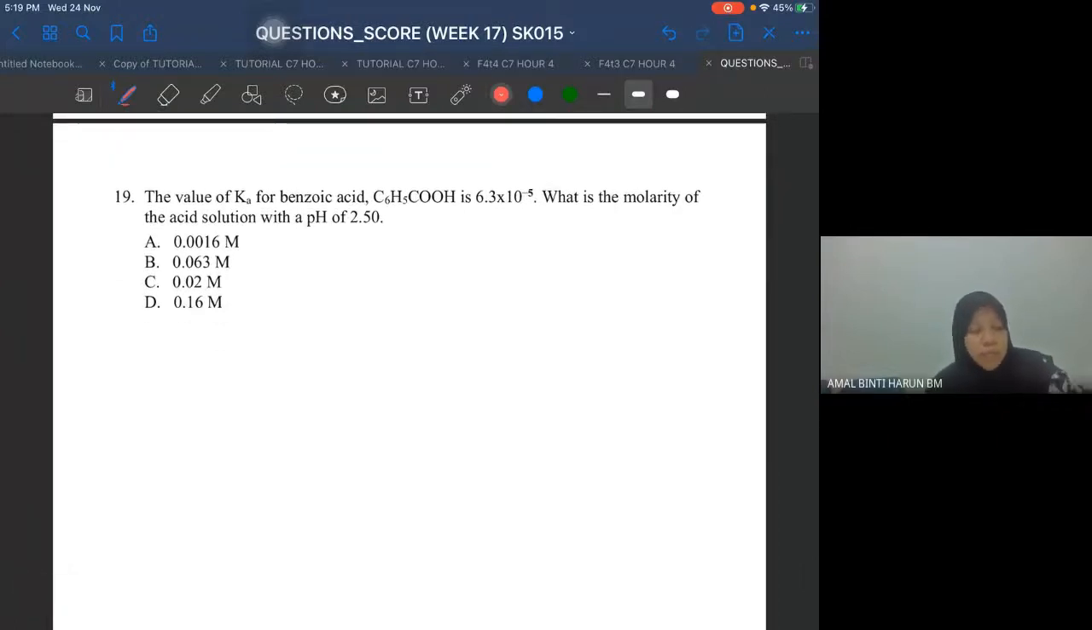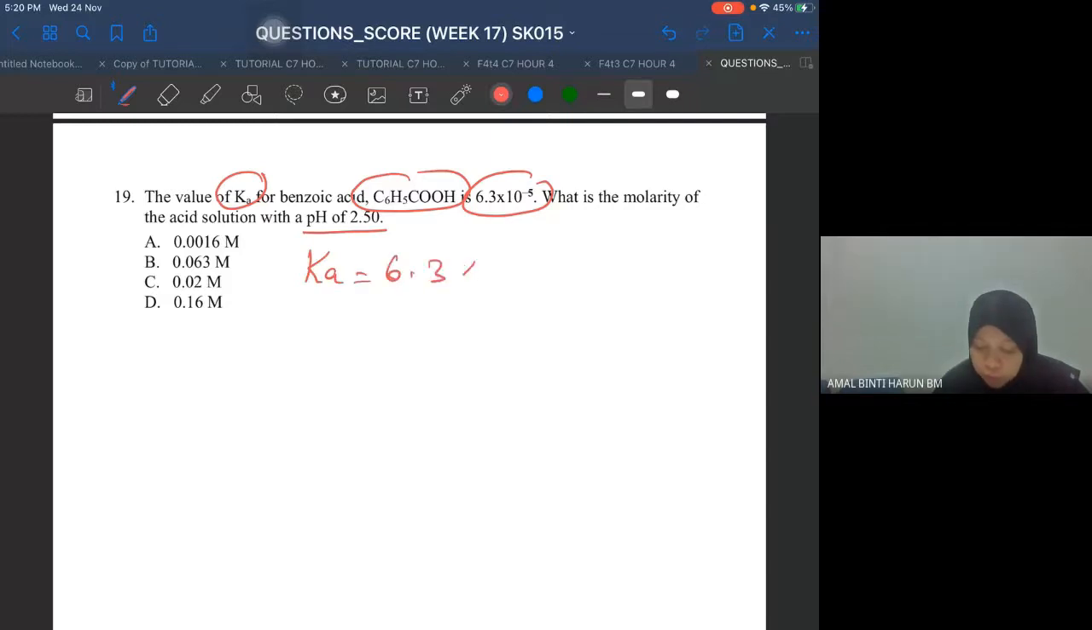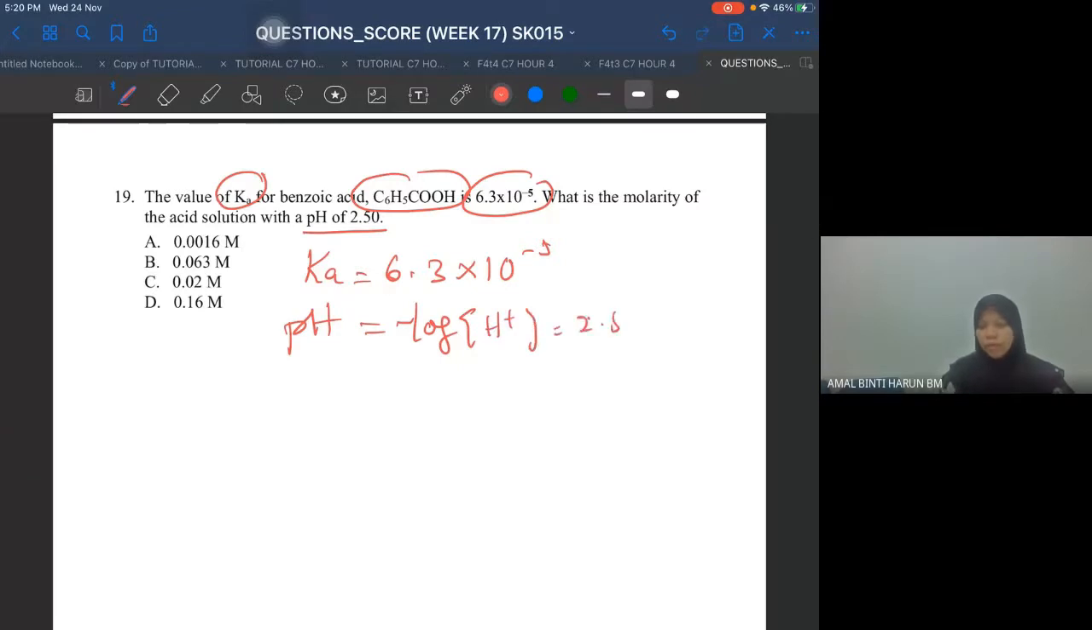Okay, dah tak larat nak fokus lah. Okay, Ka benzoic acid, this is weak acid. Ka is this one. What is the molarity of the acid with the pH 2.5? Okay. Sekejap. Are you with me? Ka given 6.3 exponent negative 5, and then the pH will be negative log concentration H plus, 2.5. So the concentration H plus sama dengan 3.16 exponent negative 3 molar.